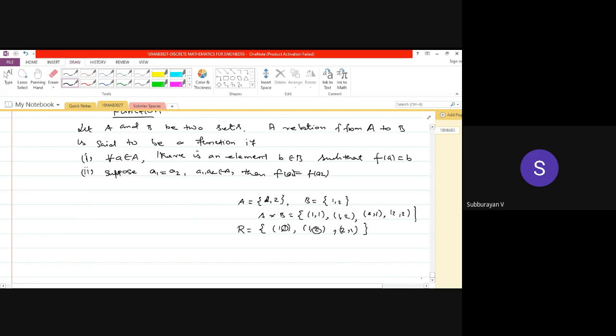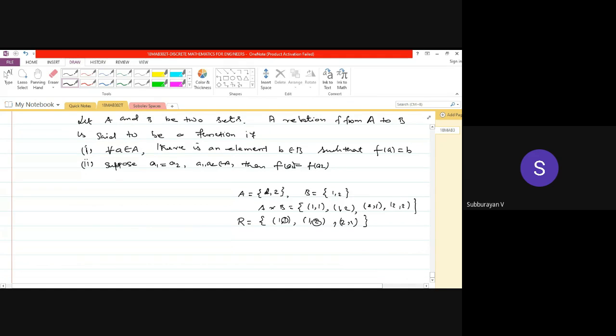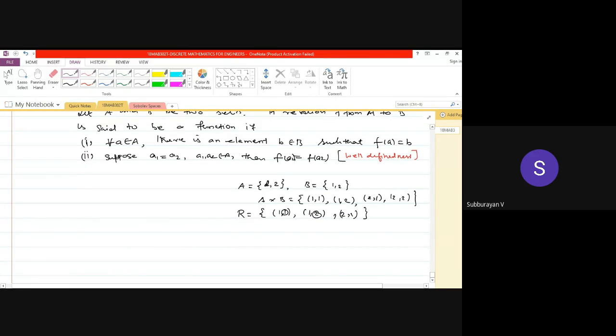Let me give one example. The second one is the well-definedness condition. And the first one is that every element in the set A should have an image. None of the elements in A should be without an image in B. Every element should have at least one image, and of course there should be only one image.